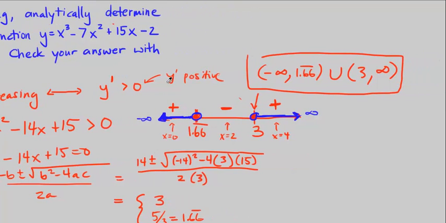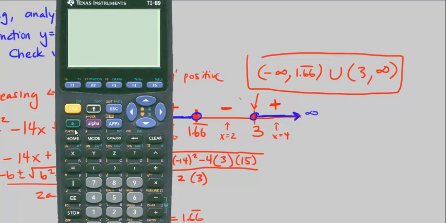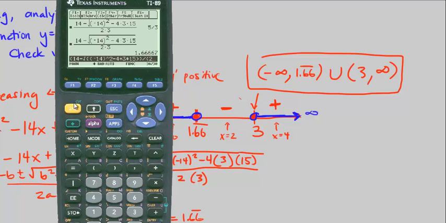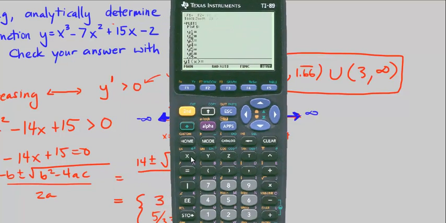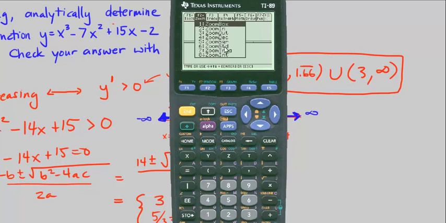So let's go ahead and graph this in our graphing calculator. So turn it on, and y equals, I'm going to clear anything I have there. I'm going to put x cubed minus 7 times x squared plus 15x minus 2. Okay, let's go ahead and graph this. I need to change my window. I'm just going to zoom standard. So let me do that. Let's go ahead and F2, zoom standard is number 6.